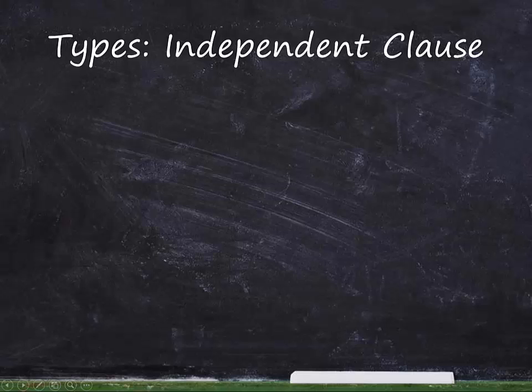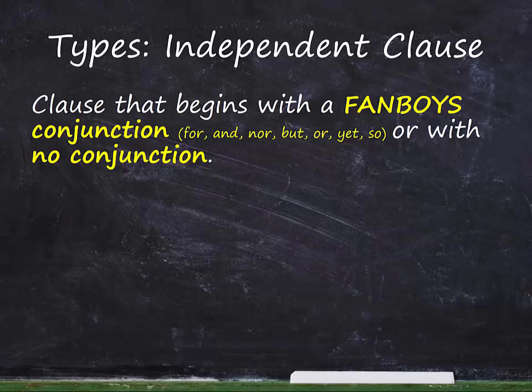The first type we'll look at is the independent clause. An independent clause will either have no conjunction at the beginning or it will have a FANBOYS conjunction. You should remember FANBOYS from the conjunctions video: for, and, nor, but, or, yet, so. We'll see these on the next slide.